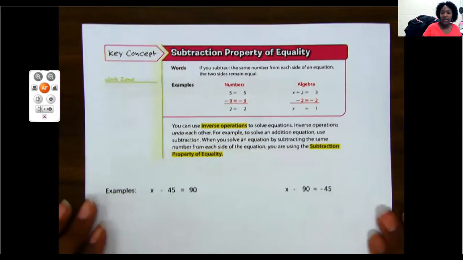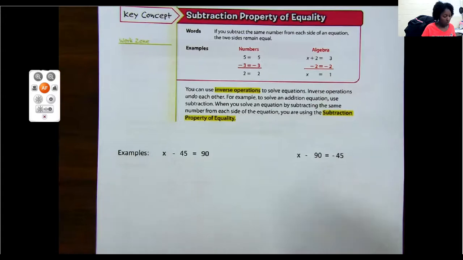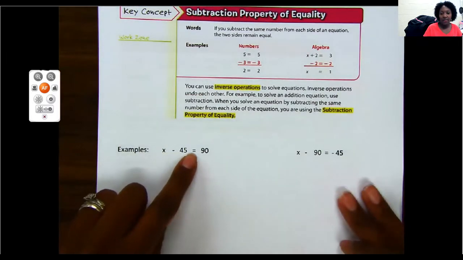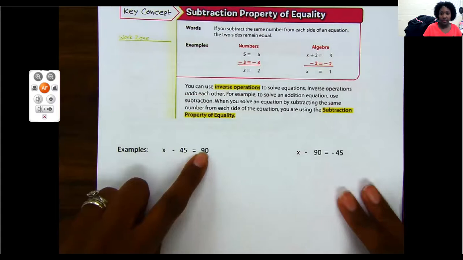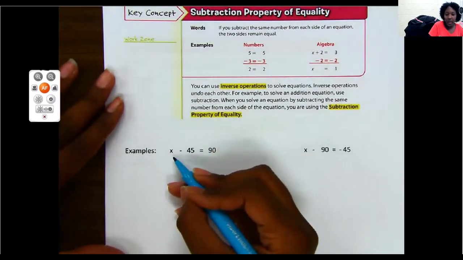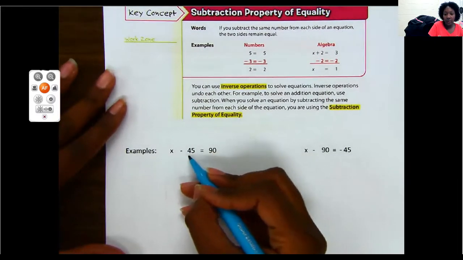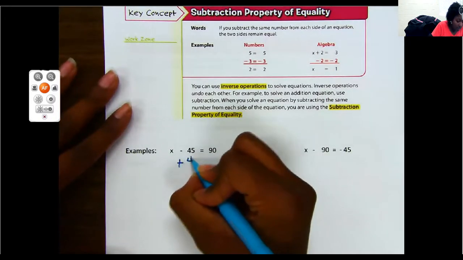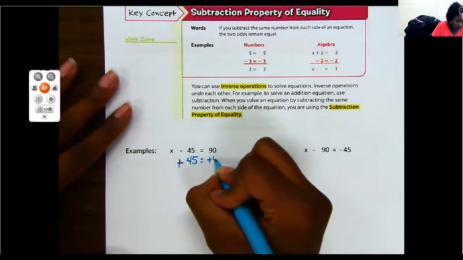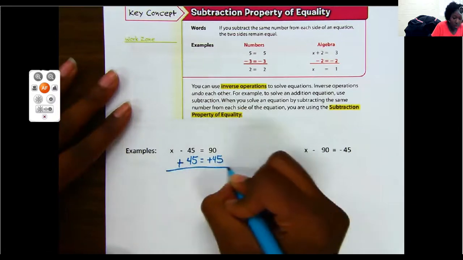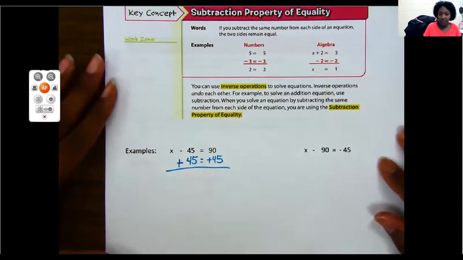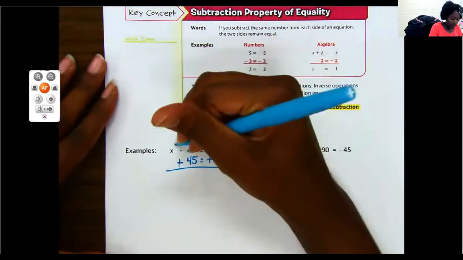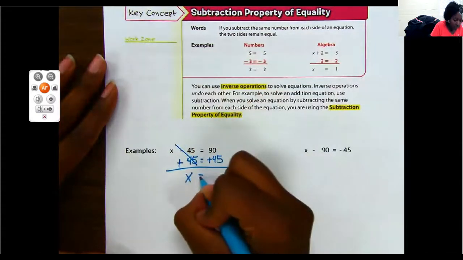Okay, so let's look at our examples. We have x, which is our variable, minus 45, and it's supposed to be equal to 90. So I want to get x by itself, but in order to do that, I have to get rid of the negative 45. The opposite of a negative 45 is a positive 45. Remember, what I do to one side of the equation, I must do to the other. A negative 45 and a positive 45 cancel each other out, and I'm left with x, which is what I want.